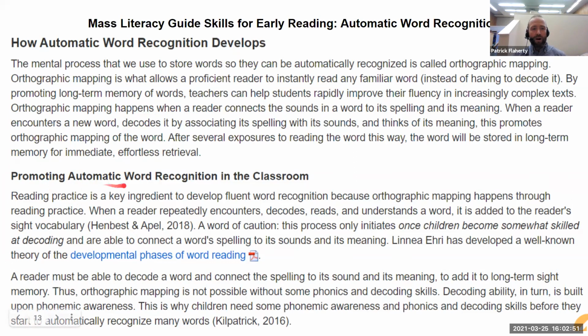And so, promoting automatic word recognition, I just want to point out this point here. Reading practice is a key ingredient to develop fluent word recognition because orthographic mapping happens through reading practice. So repeated exposure. And a word of caution here: this process only initiates once children become somewhat skilled at decoding, right? So that's where the work on decoding, the phonics work, is really important. For this all to come together, the phonics skills and the phonemic awareness skills need to be in place for orthographic mapping to really take place.